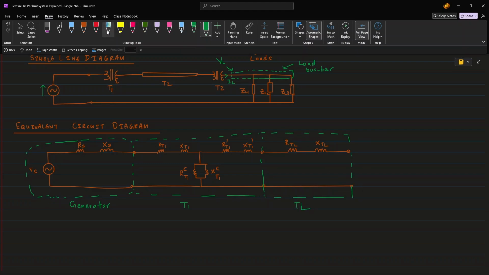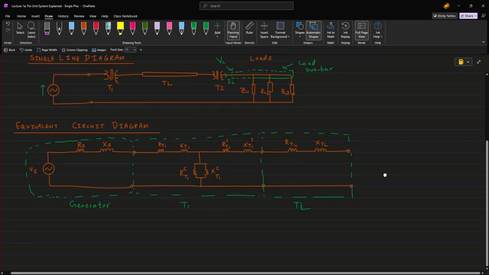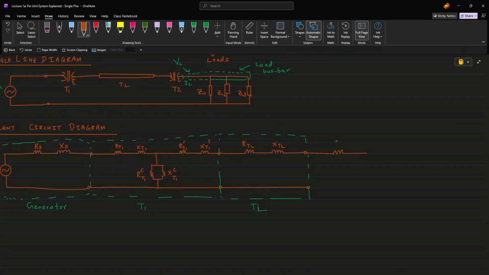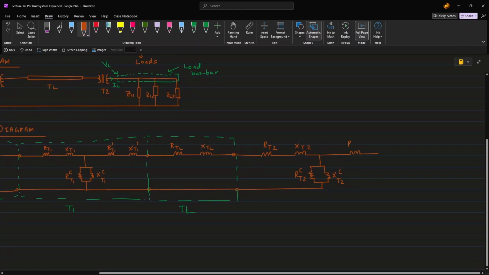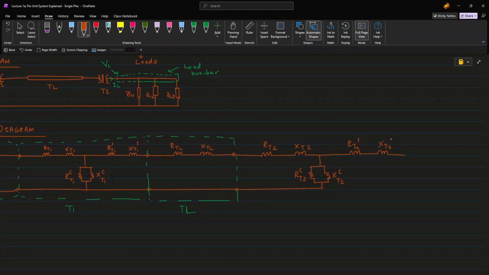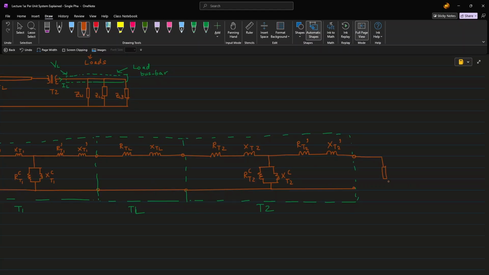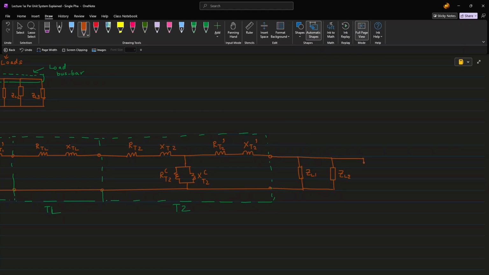Then we have the step-down transformer T2. The equivalent circuit model is the same as the step-up transformer T1, only the values of the resistances and reactances change here. Finally, we have the loads. As I mentioned before, let's represent these loads as impedances, which is once again a combination of resistances and reactances. Let's also label the voltage and current of the load bus bar.